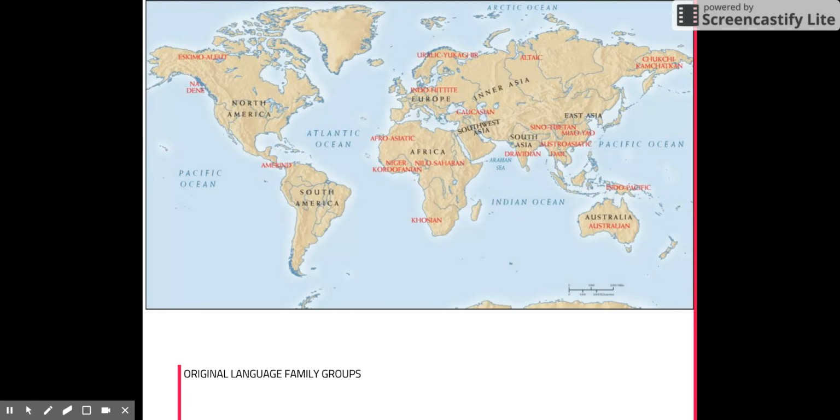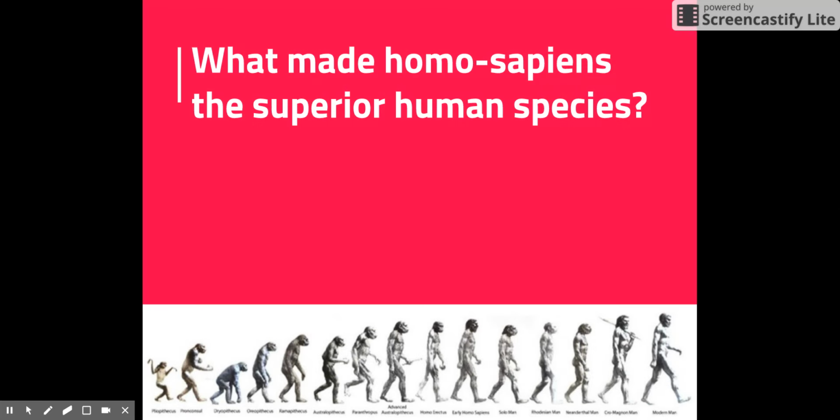And this map basically gives us the breakdown of the major language groups. The one that we'll probably be talking about mostly is Indo-European, Turkic, and I believe the Caucasian includes the Semitic languages. So those are the ones that we'll mostly be focusing on, and especially when we talk about the Indo-European groups that share the same language.